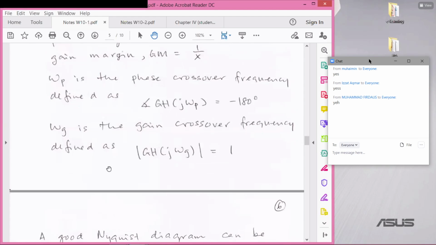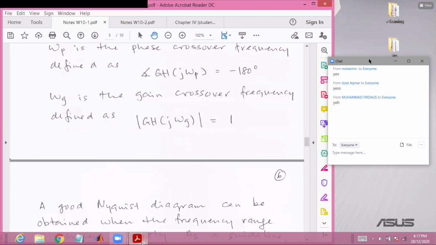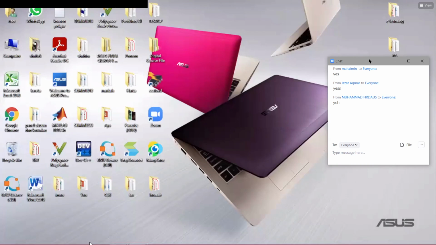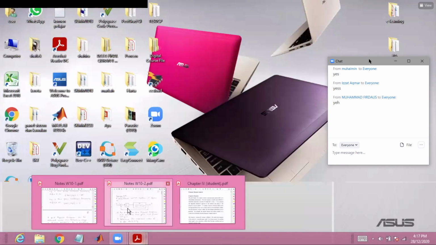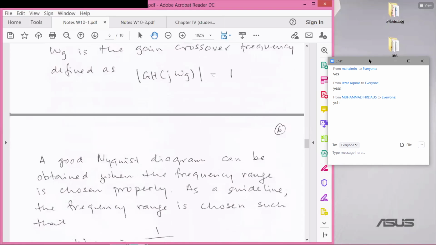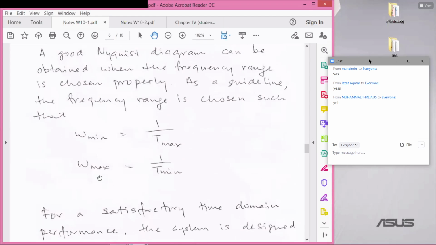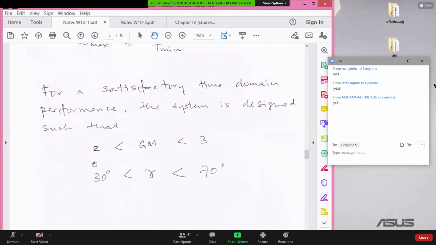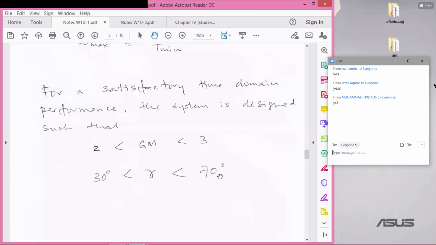Now let's go back to our objective. The objective is to project the time domain performance. How do you do that from the whole thing that we have discussed? Okay, so there's a good Nyquist diagram. So we select these points. This is some guideline that gives you the design, how you can design your controller properly.